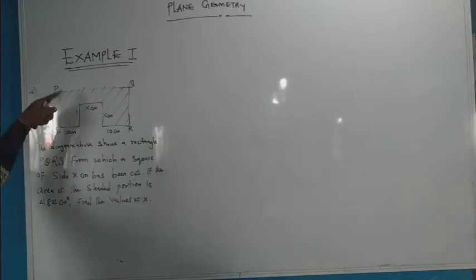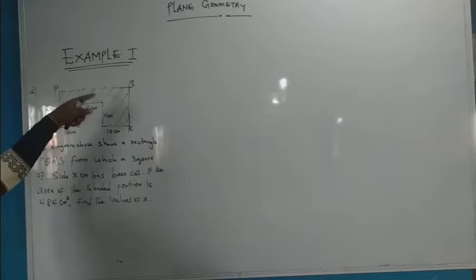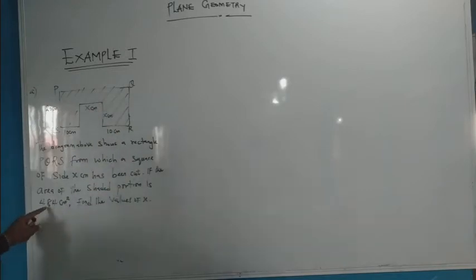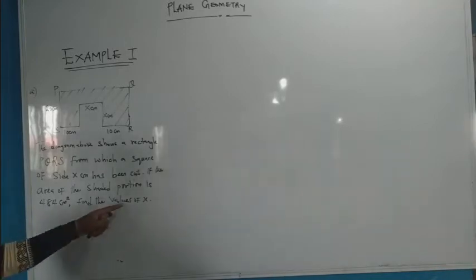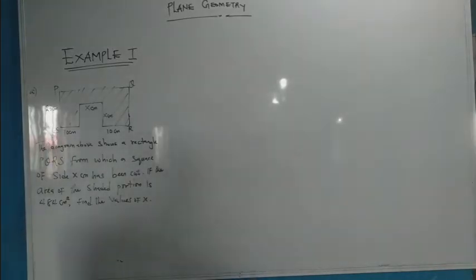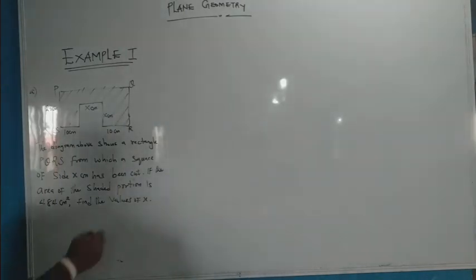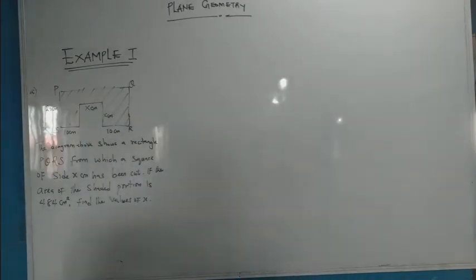If the area of the shaded portion is 484 centimeters squared, find the values of x. So values of x simply means that we are to get more than one value of x. That could be two or more values exactly. All right, so what do we do next?